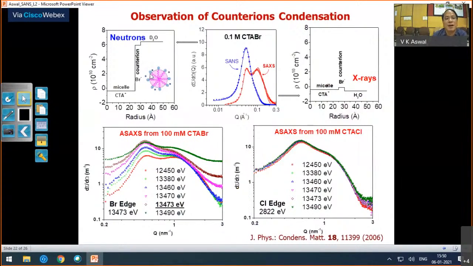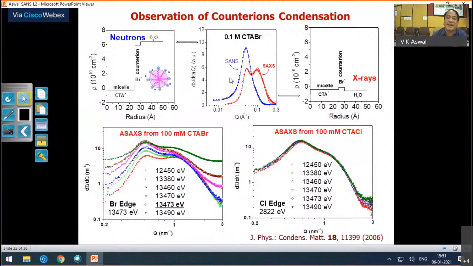And we want to see how these counterions are condensed at the surface. To see that, as I said, you can make use of neutrons and X-rays together, because neutrons will see this core, which is mostly hydrogenous. And X-rays can see these condensed counterions, because, for example, in the case of bromide, since it's a high Z element, you will have a very good scattering. So that's what is seen in the case of SANS. This is the pattern, and this hump is coming because of the shell structure now seen by the X-rays.